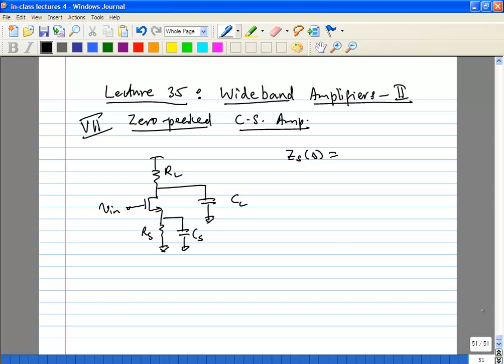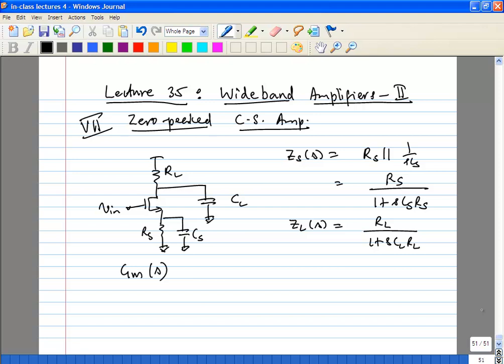So what is the impedance at the source? It is nothing but RS over 1 plus SCS RS. Okay, impedance at the load again is RL over 1 plus SCL RL. So if you plot the effect of GM, which is GM of S, it is nothing but GM over 1 plus GM ZS.